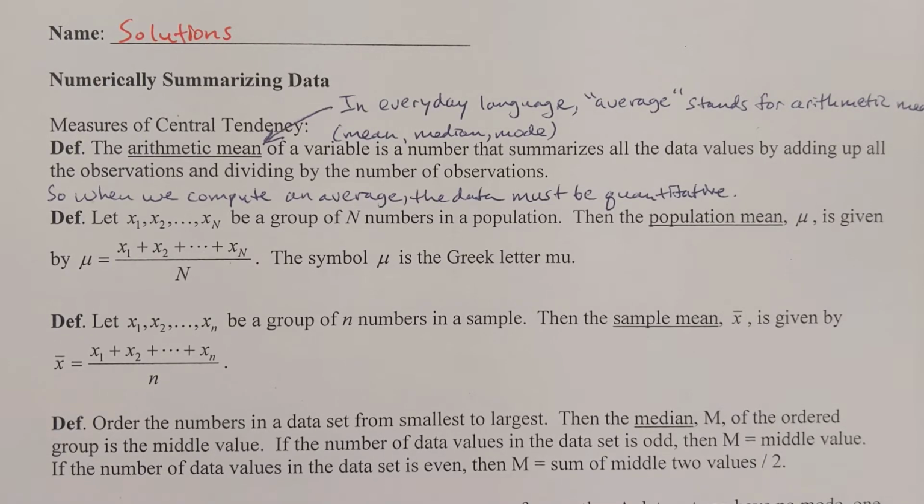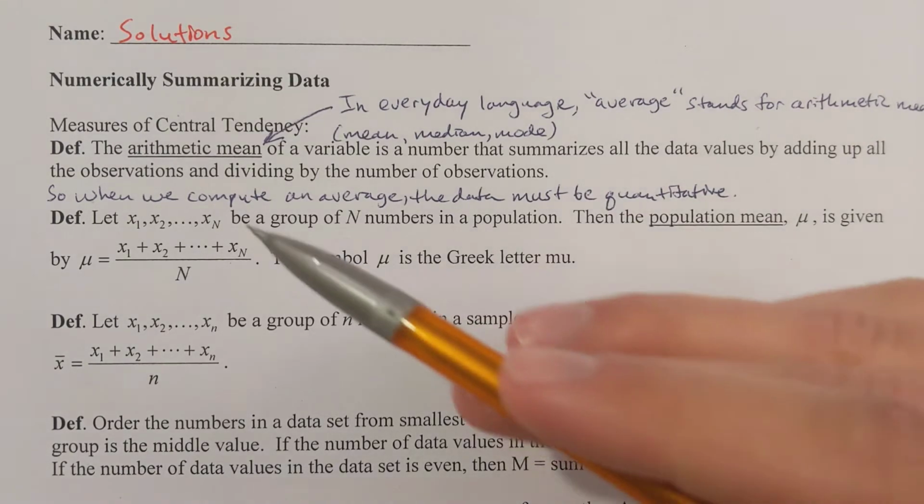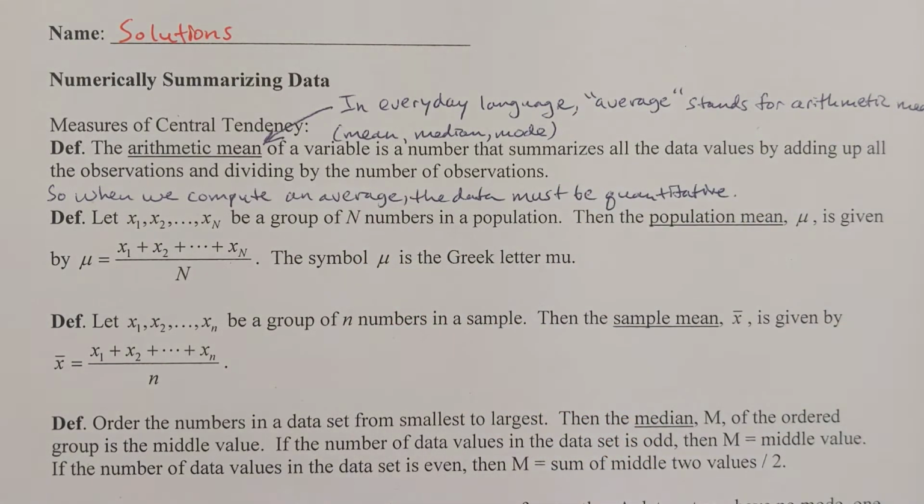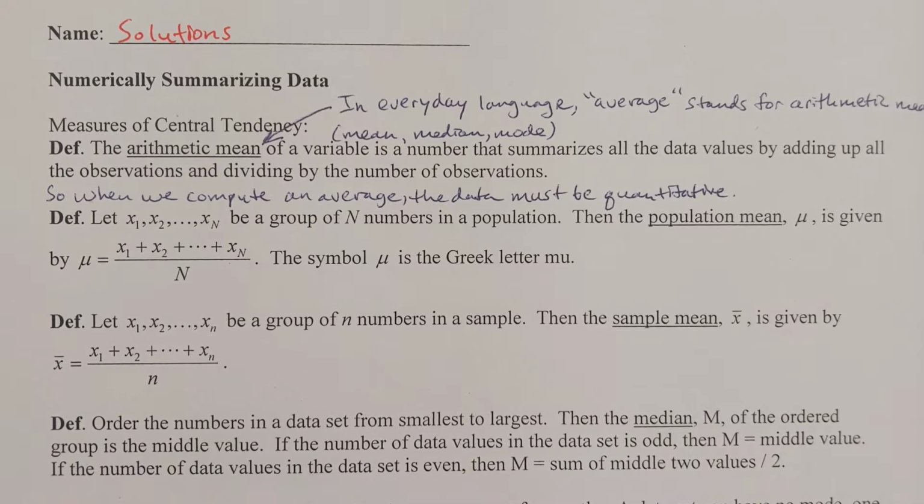So in section 3.1, we're going to talk about measures of central tendency. And central tendency is just kind of fancy words for three things, which are mean, median, and mode. Okay, so those are the three things that we're going to be talking about there.